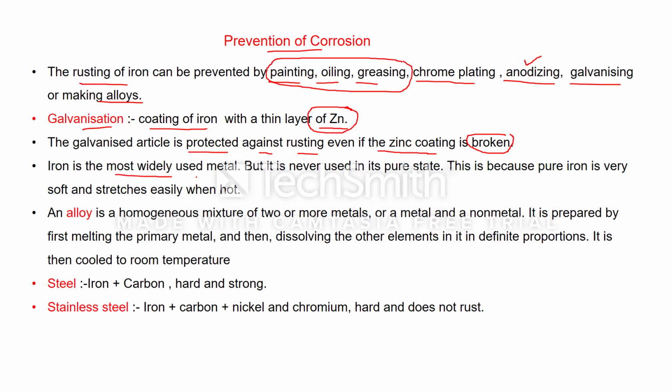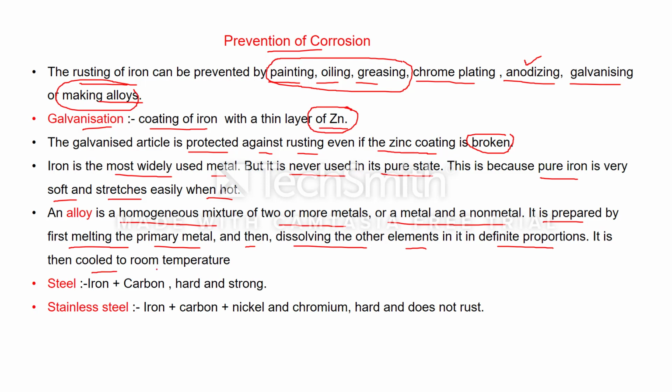Iron is the most widely used metal, but it is never used in its pure state because pure iron is very soft and stretches easily when hot. That's why we make iron into alloys. That is, by making alloys, we can also prevent rusting. What is an alloy? Again, we have discussed this. An alloy is a homogeneous mixture of two or more metals or a metal and a non-metal. It is prepared by first melting the primary metal and then dissolving the other element in it in definite proportions. It is then cooled to room temperature.